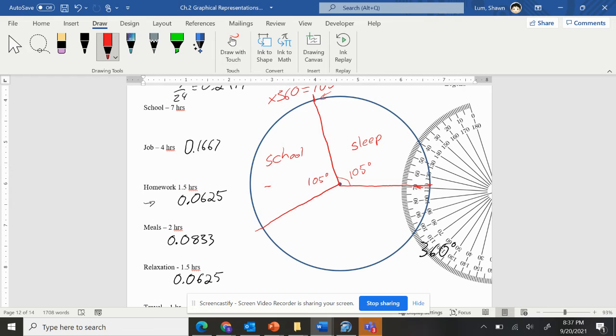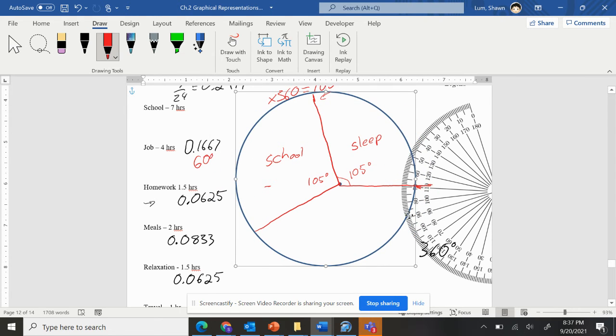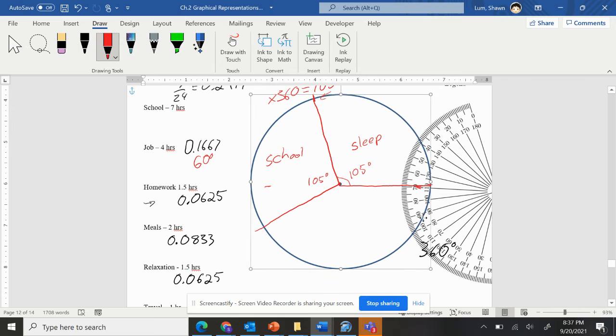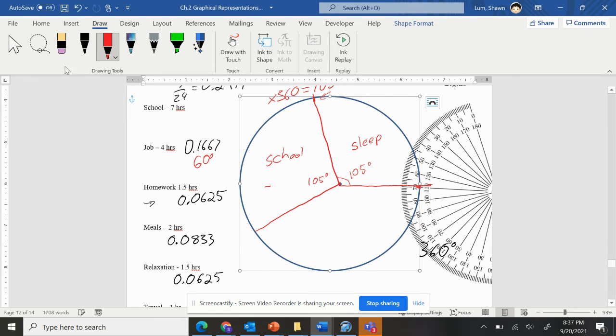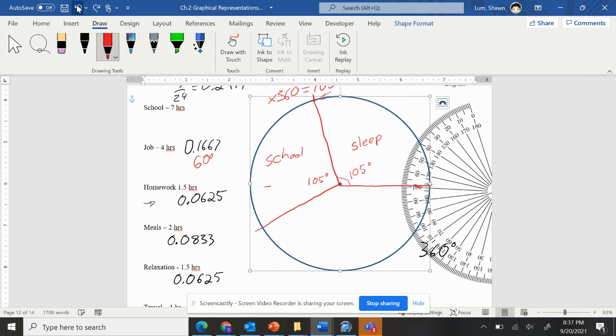Okay. Now, if I want to find job, I'm going to go 0.16667 times 360, and this should be 60 degrees of my circle. So again, I bring this, didn't mean to do that. So we'll move that circle back.